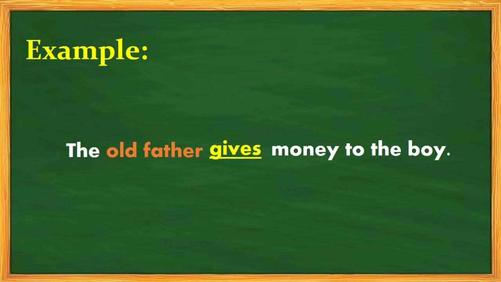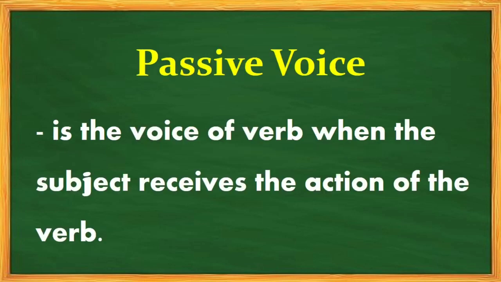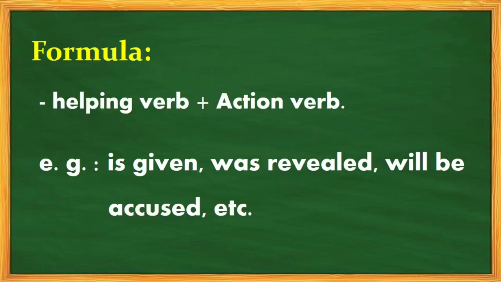On the other hand, passive voice is the voice of verb when the subject receives the action of the verb, meaning to say, the subject is only passive to the action of the verb. The original subject, the doer of the action, is not directly emphasized in the sentence. For you to remember, its formula is helping verb plus action verb. Examples are is given, was revealed, will be accused, and many others.